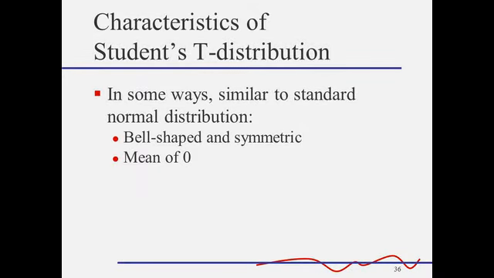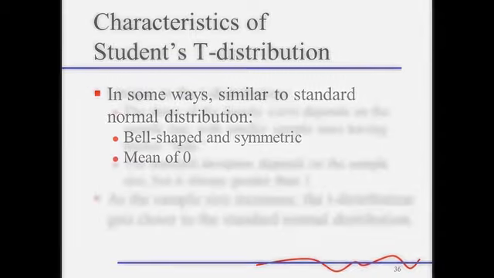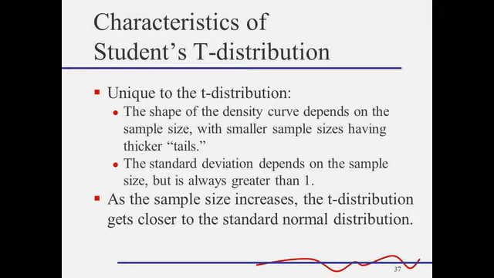In some ways, it's similar to a standard normal distribution because it's bell-shaped, symmetric, and the mean is 0. However, both the shape of the density curve and the standard deviation change with the sample size. For small samples, the density curve has thick tails. As the sample size increases, the curve gets closer to the standard normal distribution, and the standard deviation gets closer to 1, though the standard deviation will always be greater than 1.